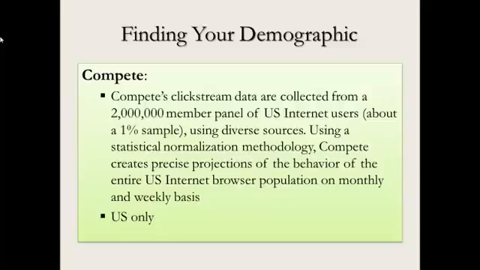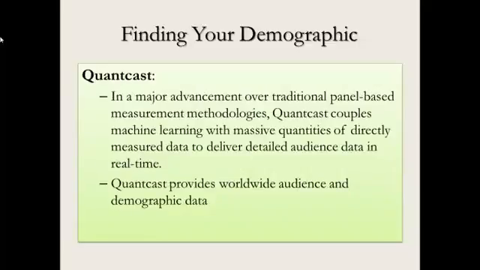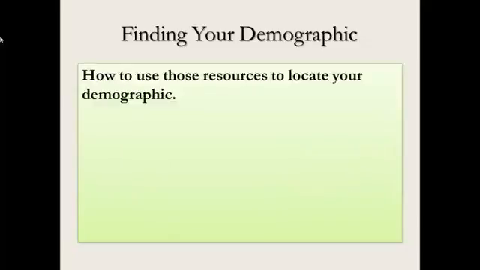So here what Compete does is they use a control group and they make projections based on that control group, and this is, like I said before, US traffic only. Alexa uses two methods. One, they crawl the web, and the other is they have a toolbar that you can install into your browser and they can track information based on people's behaviors. So that's how they're getting their information. And Quantcast is going to do something similar to Alexa, where you can install it into your website and then they can track information and behaviors based on that. So that's the brief explanation of what those three resources are doing to collect their information.